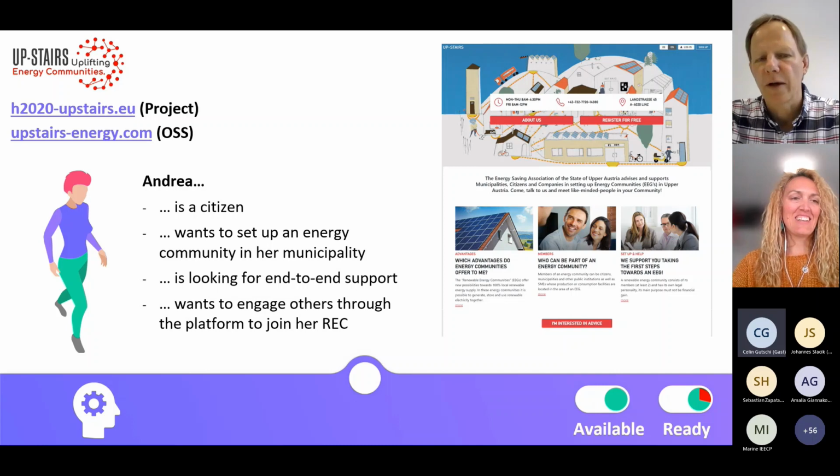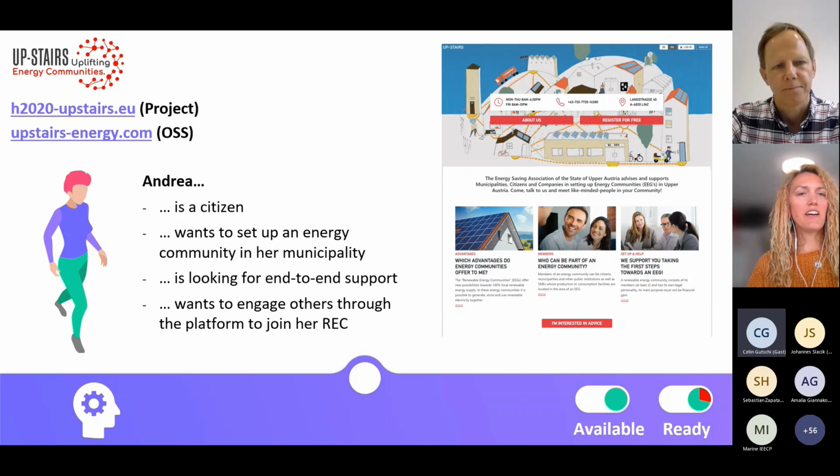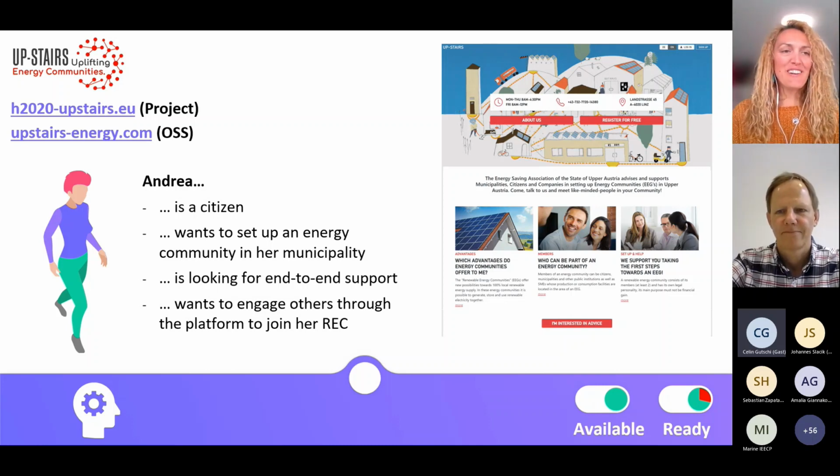Sorry, just to add, the operators of these pilot region one-stop shops are either energy saving associations or municipalities. So they are the operator. They are offering that service. Okay. Thank you, Henrik. I'm sure we'll have more questions for you later on.